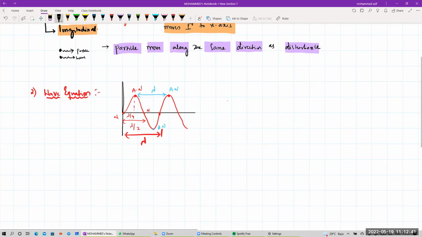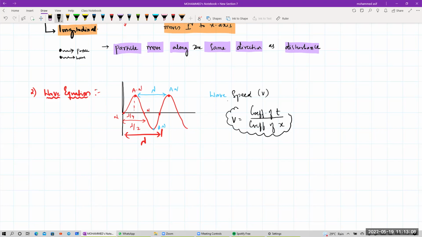So the thing you need to remember is, what do you mean by wave speed? Wave speed is represented by letter V. So V is equal to the coefficient of T divided by the coefficient of X. Very, very important formula. Wave speed is given by V equals coefficient of T divided by coefficient of X.